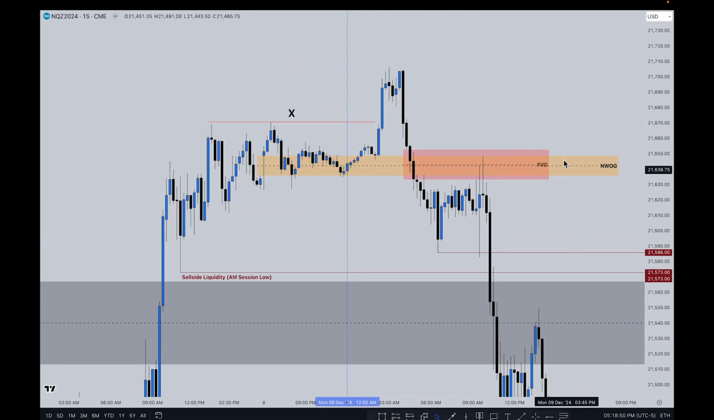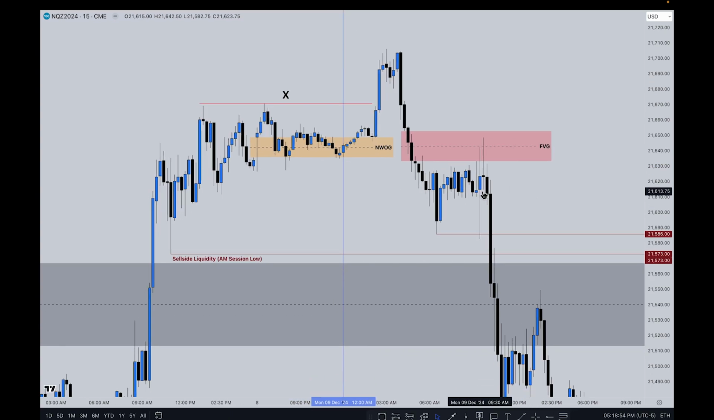All right, refining it down to the 15-minute. Let's bring this back over here. 9:30, they send it lower into the pre-market lows. That drags anyone in short that's going to chase this, and then they take it higher, they stop them out, and they take it into this premium 30-minute fair value gap.